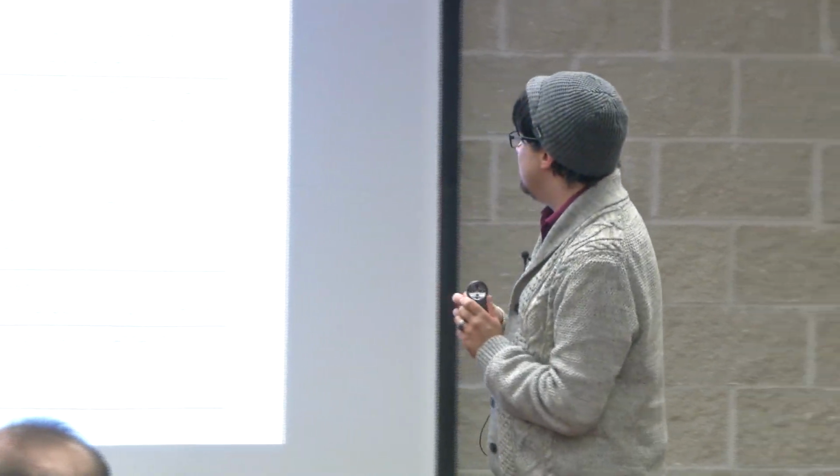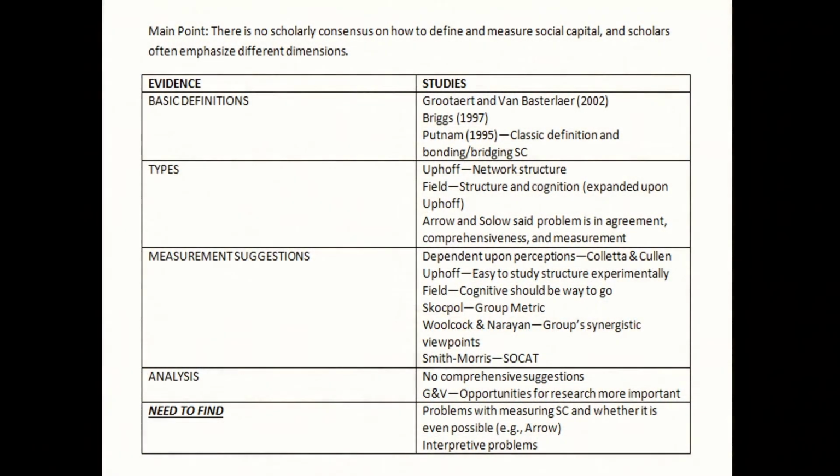Yes, sir? So it looks like there's a couple of examples where the same study or article may fit multiple categories. Exactly right. That's okay. Absolutely right. Do you have a separate note statement for each? Do you have one statement for that study, or do you have a separate one for how it fits in the type and another one for how it fits in the measurement?